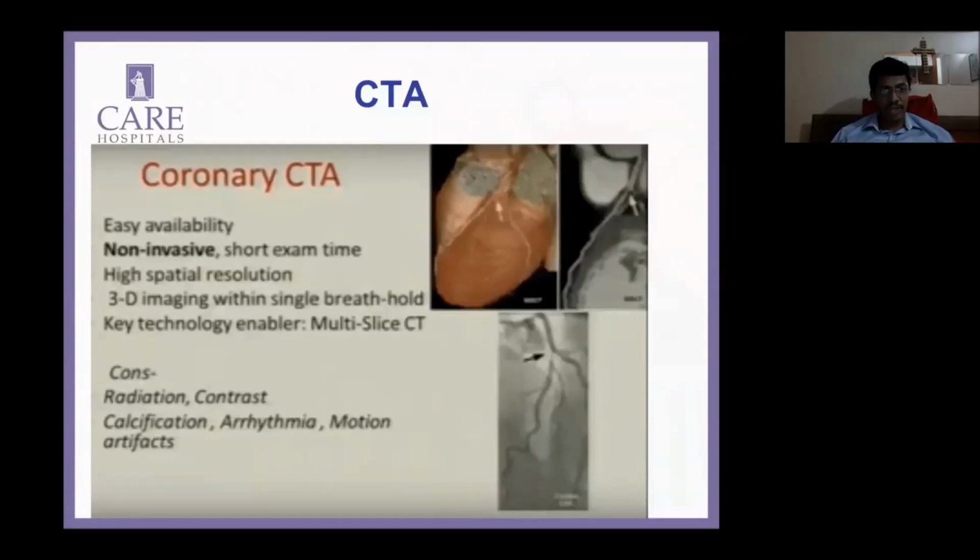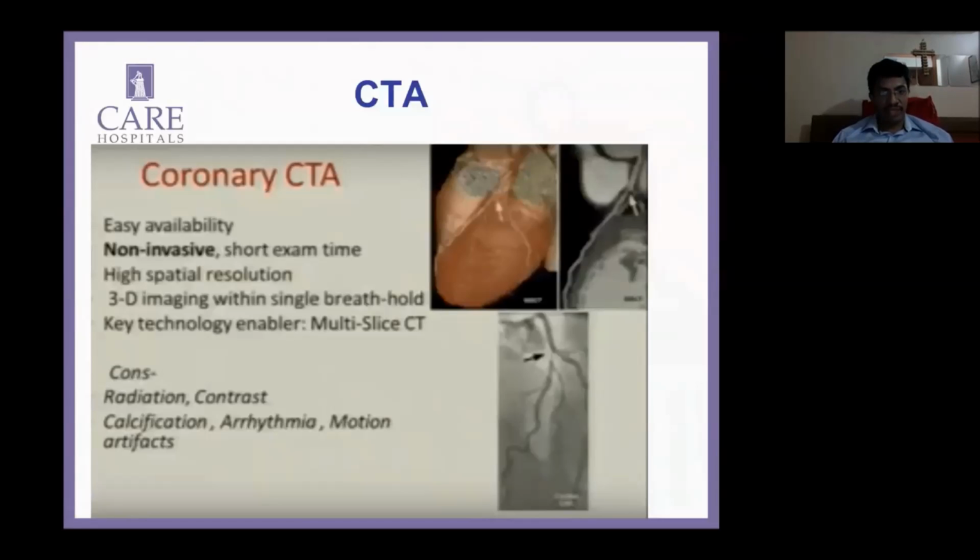CT has a very high spatial resolution, and 3D imaging is possible within a single breath hold. The breath hold currently is anywhere between 4 seconds in the 256 slice scanner to about 8 to 9 seconds in a 64 slice scanner. And obviously the main technological revolution that we have had is the ability to have multi-slice CT. The basic minimum would be a 64 slice, and it would go up to a 320 slice that Toshiba currently has.